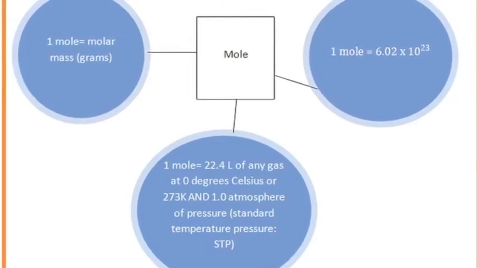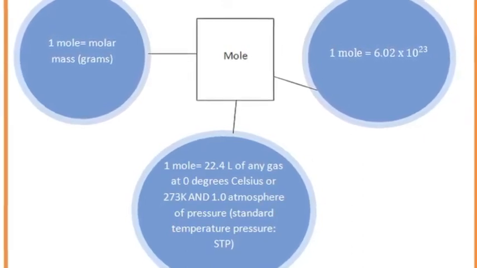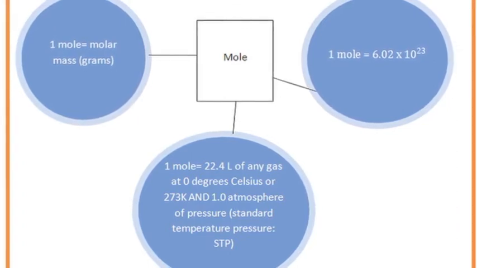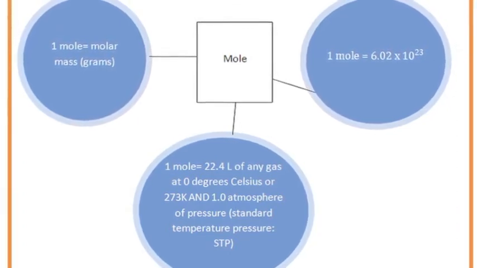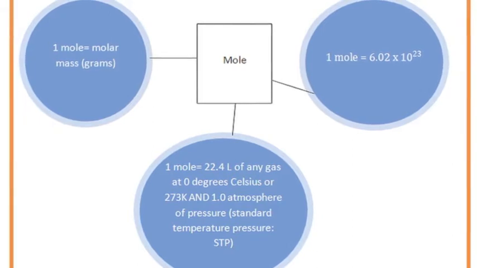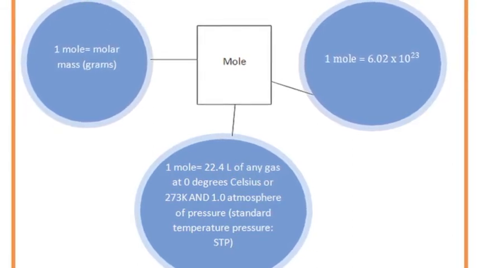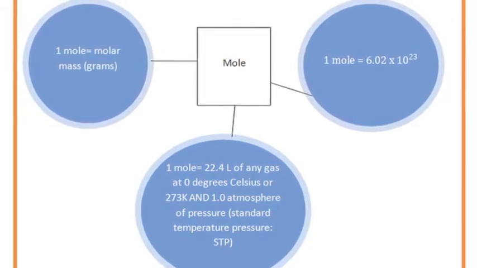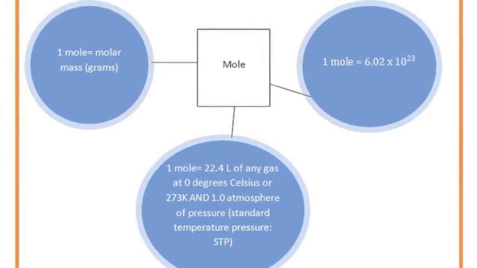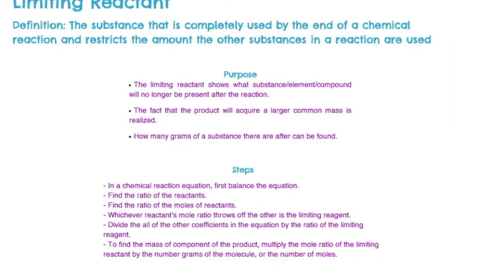A mole actually has three definitions. It is equal to molar mass, 6.02 times 10 to the 23rd, also known as Avogadro's number, and it can also be equal to 22.4 liters of any gas at 0 degrees Celsius.